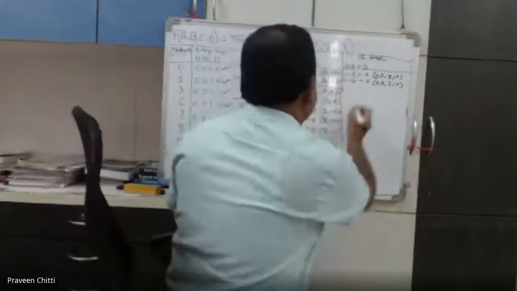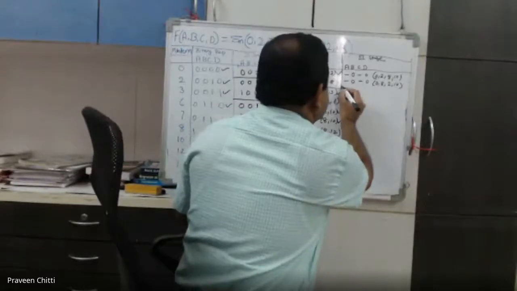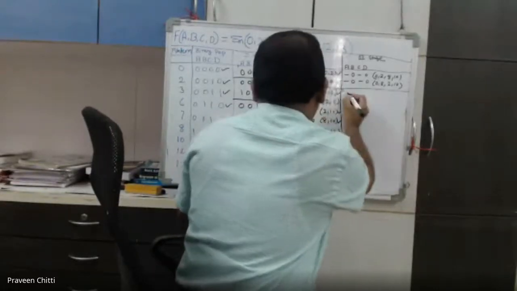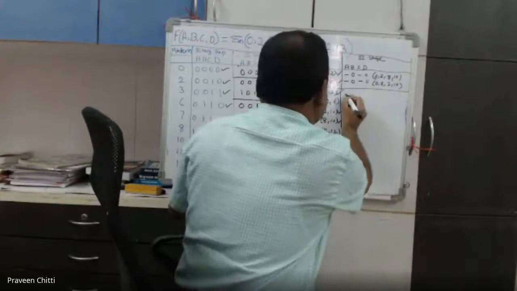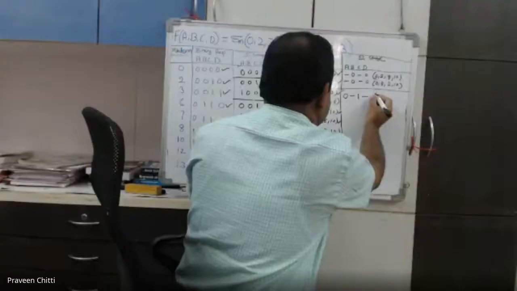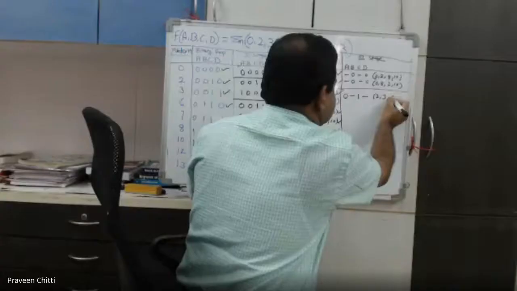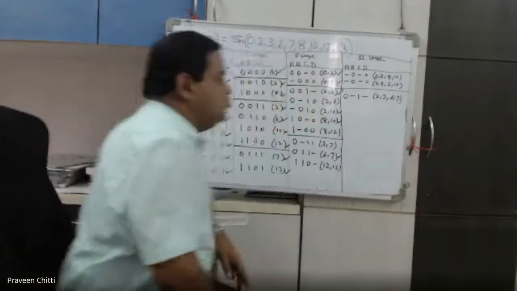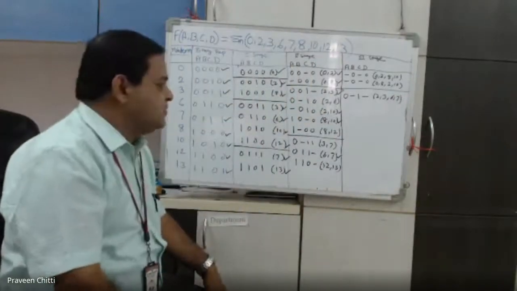And what can I write? Tell me what I can write. This one is completed. 2, 3. That is 0. Then dash. Dash. 0 dash 1 dash. 1 dash. This is 2, 3, 6, 7. 2, 3, 6, 7. Okay.